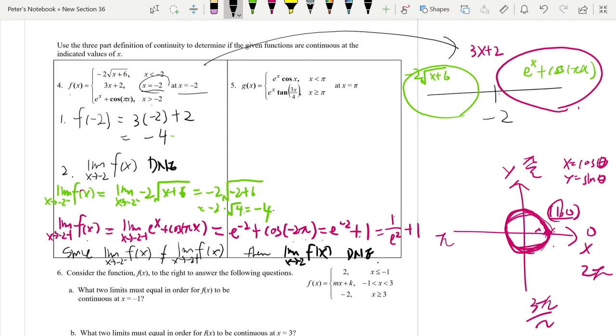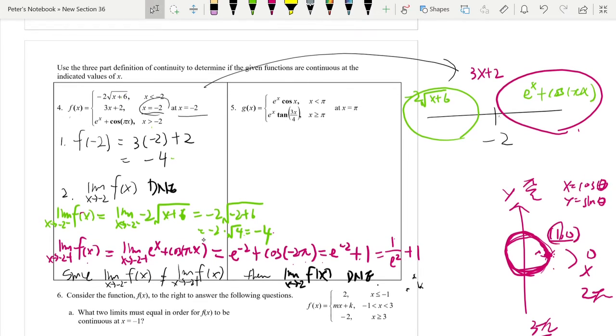And from there, we can make a conclusion that, therefore, it doesn't satisfy the second condition, right? So, therefore, f of x is not continuous at x equals negative 2.